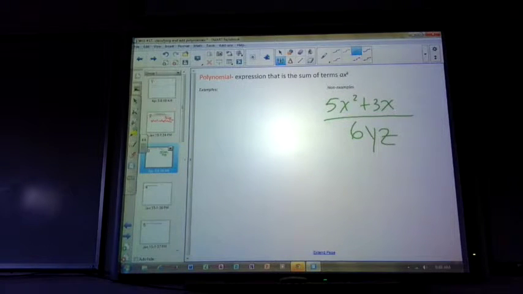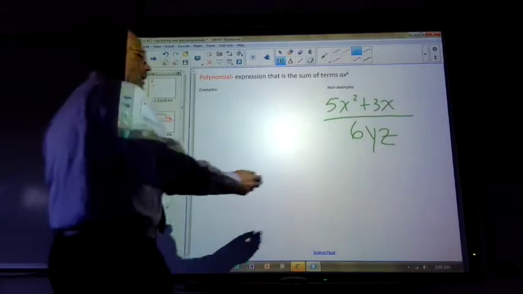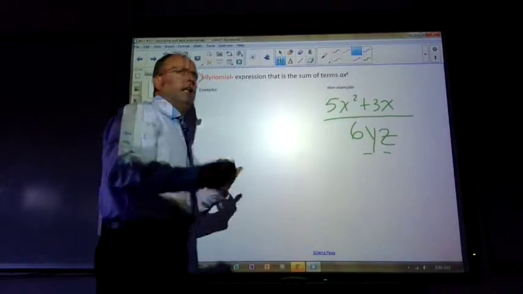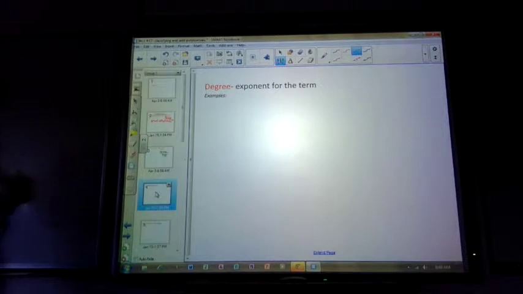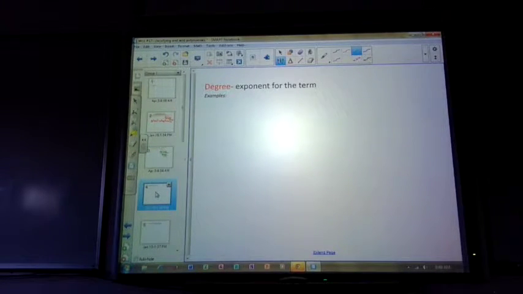Okay, so this is not an example. What's different about this one? It's got dividing. You don't really have like terms if you're dividing with a letter on the bottom. You can have a constant on the bottom, which is a number, and that still could be a polynomial, but being that I have letters on the bottom, this is not going to work for a polynomial. Okay? So the degree of an exponent for the term, okay?